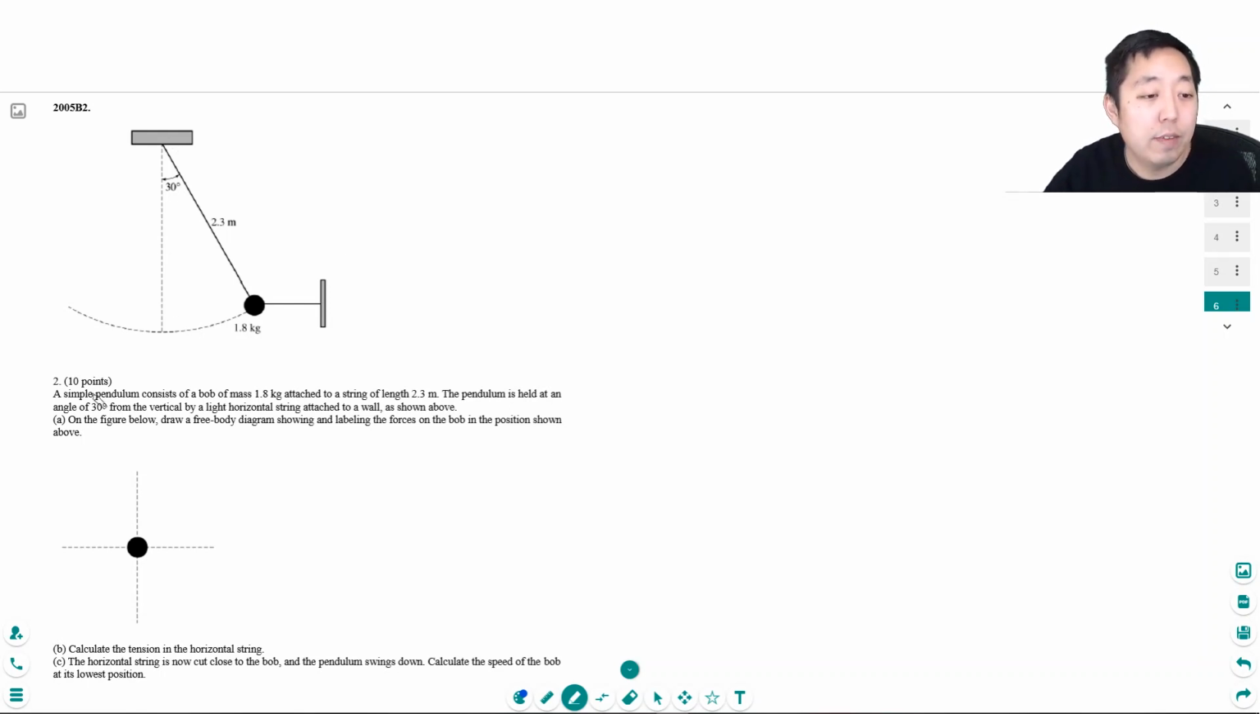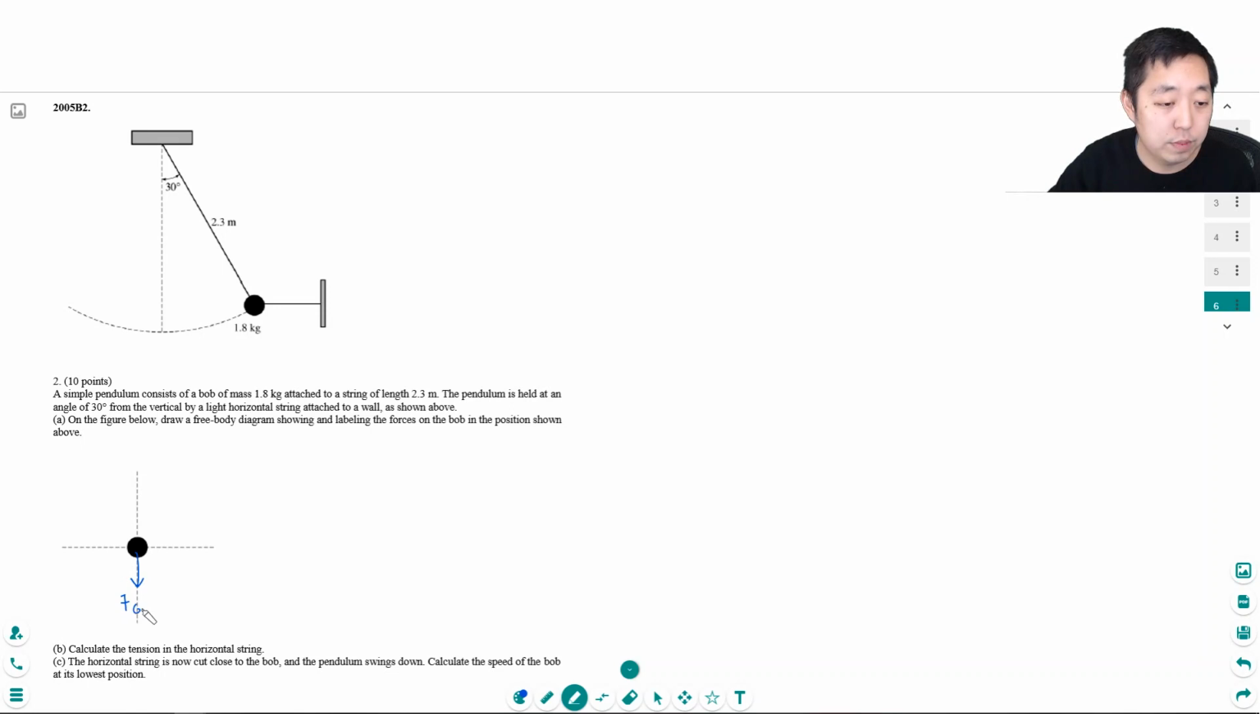So here I have a pendulum consisting of a bob of mass 1.8 kilograms attached to a string of length 2.3 meters. The pendulum is held at an angle of 30 degrees from the vertical by a light horizontal string attached to a wall as shown above. On the figure below, draw a free body diagram showing and labeling the forces on the bob in the position shown above. Well, I always have gravity going downward, right?